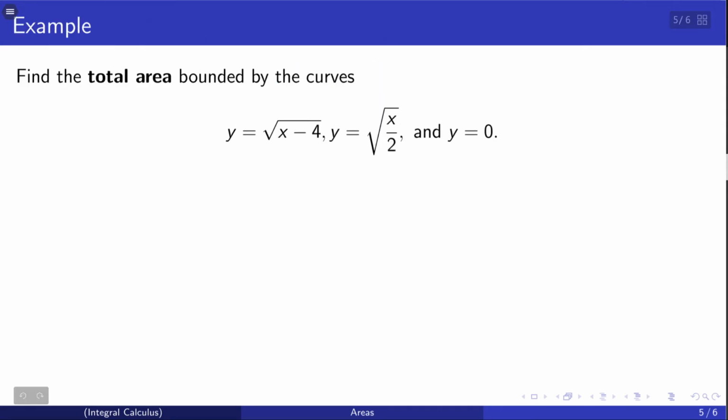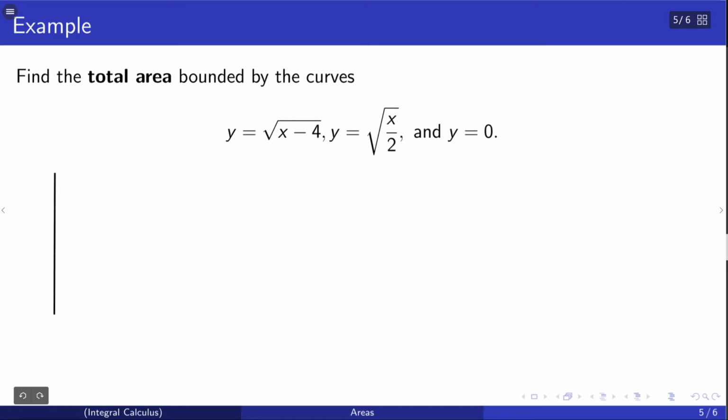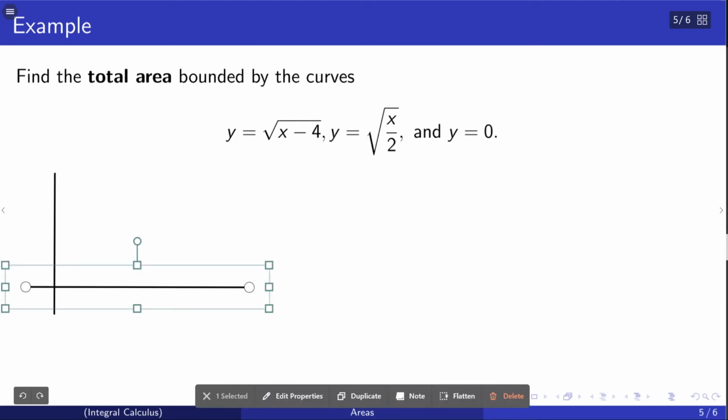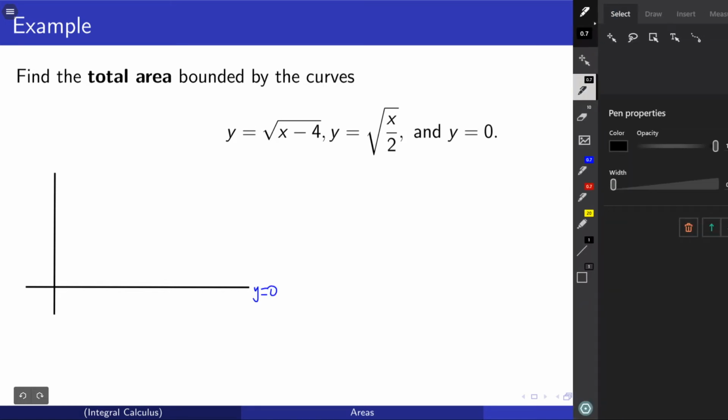So in this case, you have y equals square root of x minus 4, y equals square root of x over 2, and y equals 0. And what that's going to look like is, let me draw our axes here. y equals 0 is simply the x-axis, right? So that's not a problem. We know what that looks like.